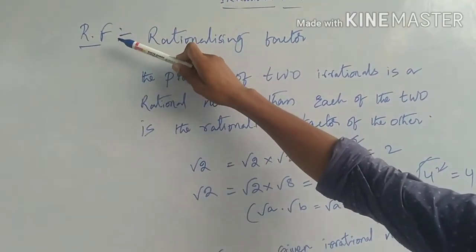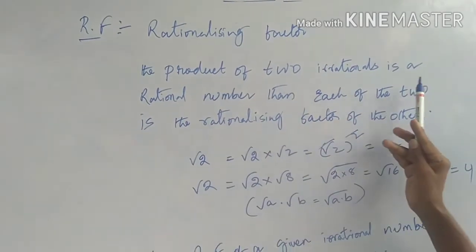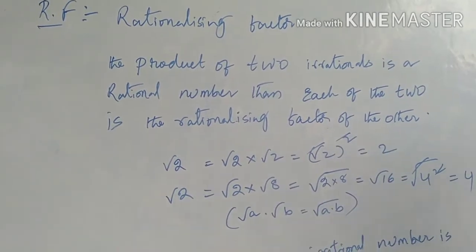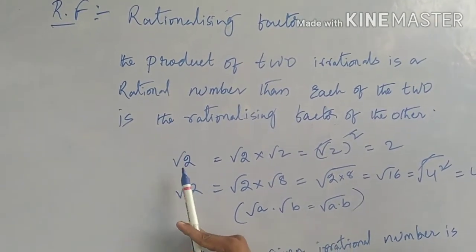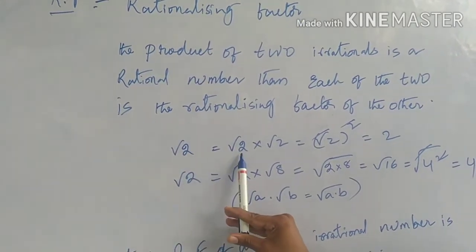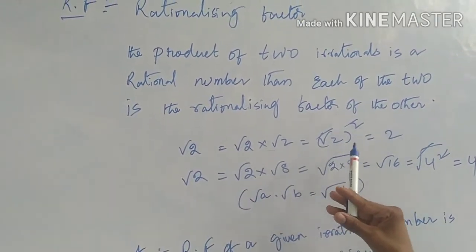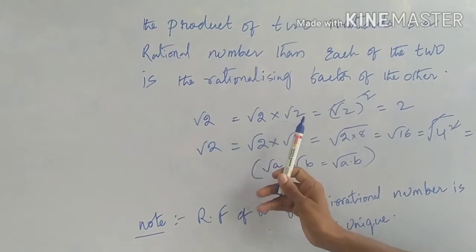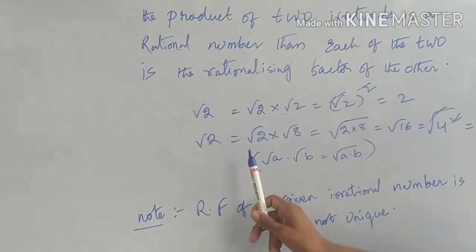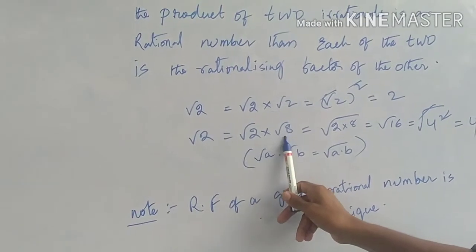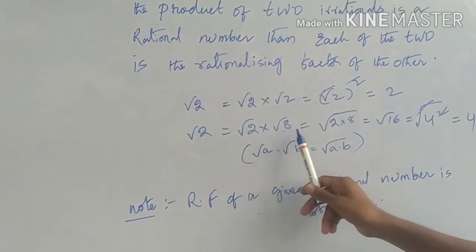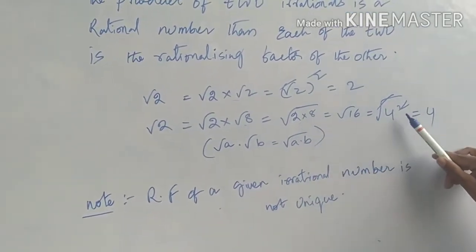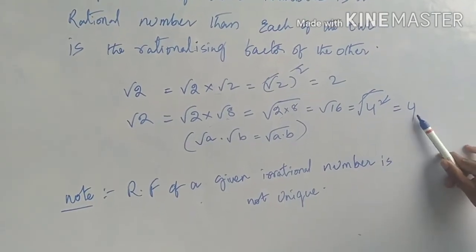Next our topic is rationalizing factor. If the product of two irrationals is a rational number, then each of the two is the rationalizing factor of the other. Here we take an example, root 2. Root 2 into root 2 is root 2 whole square, square and root cancel, result is 2. Rationalizing factor is root 2. Next, root 2 into root 8. Root 8 is a rationalizing factor of root 2. Under root, 2 into 8 is root 16, which is equal to 4. Result is 4.